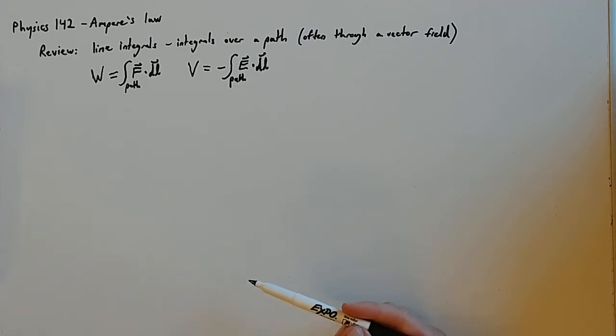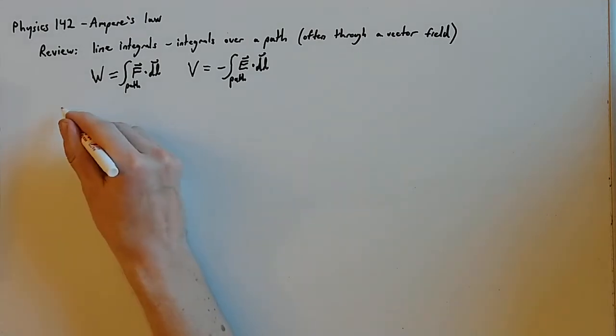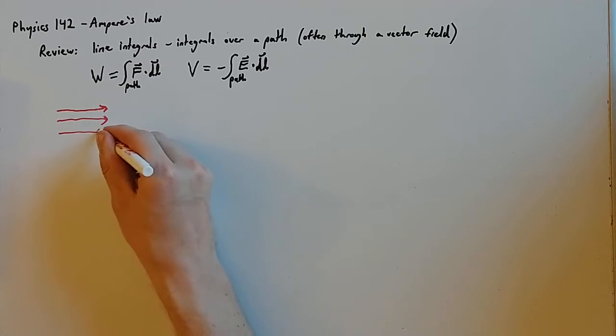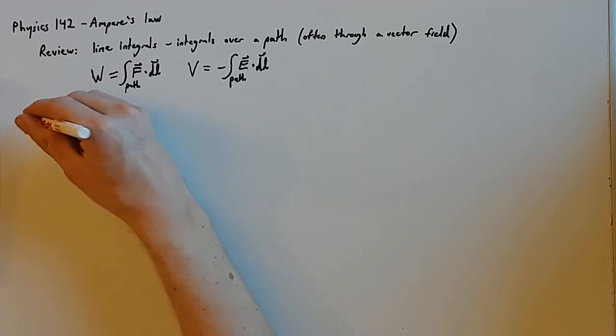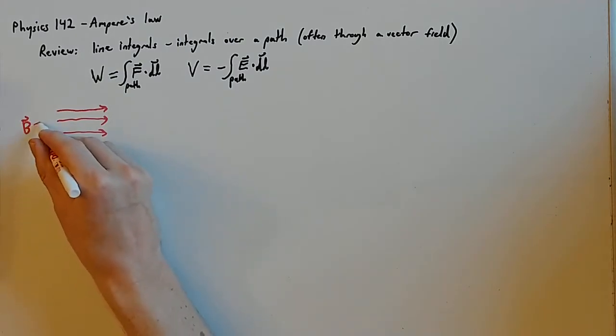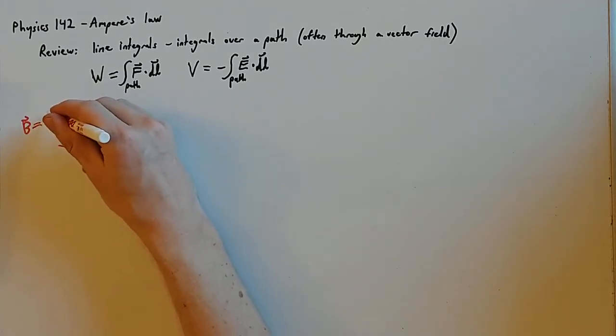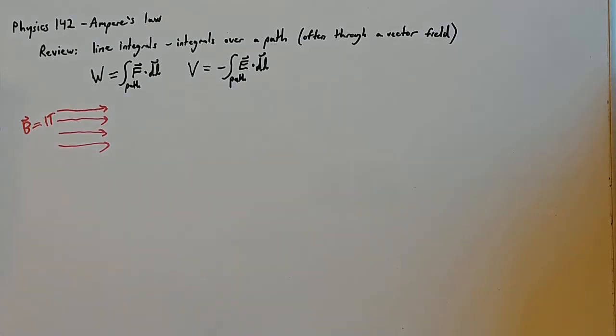For Ampere's law, we're going to be interested in walking paths through magnetic fields. So just to think about that, let's imagine that I have some sort of magnetic field. I'll draw it here in red. So this is a magnetic field B. I'll get my hand out of there in a second. And let's just give B some magnitude. Let's say it's 1 Tesla. So here's a uniform 1 Tesla magnetic field.